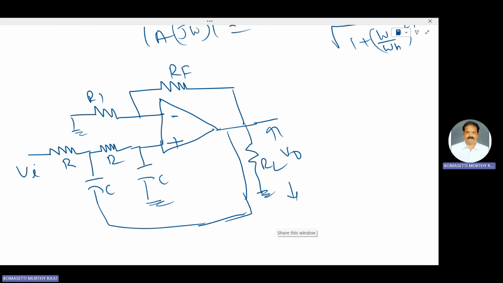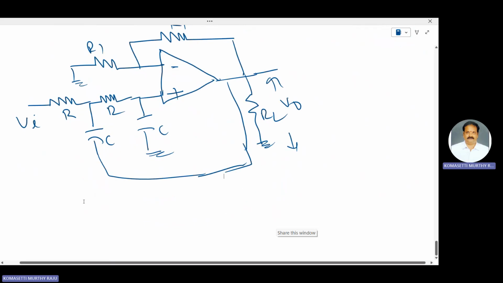Complete design of the second order active low pass Butterworth filter. With this, the analysis is completed.